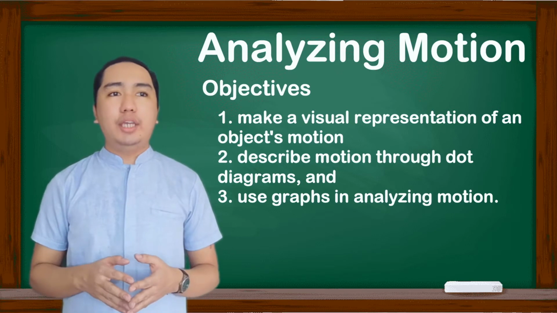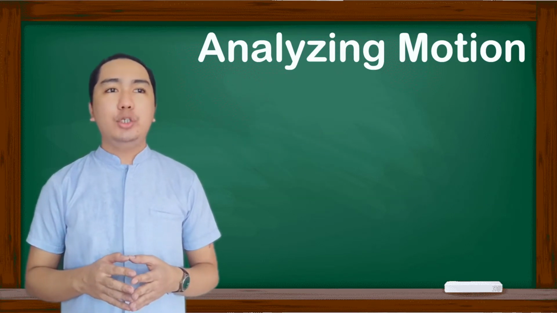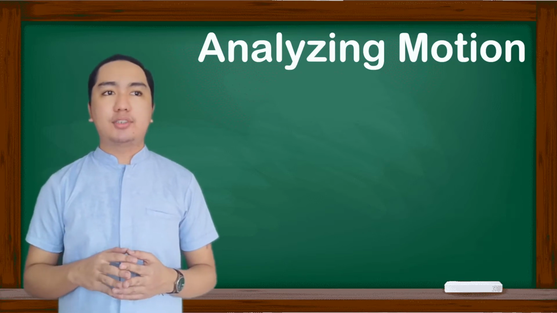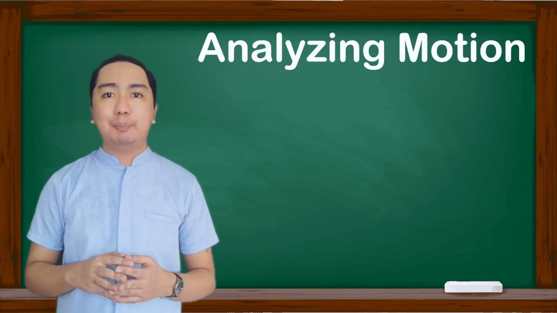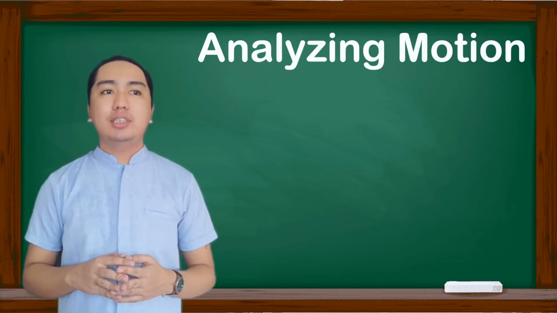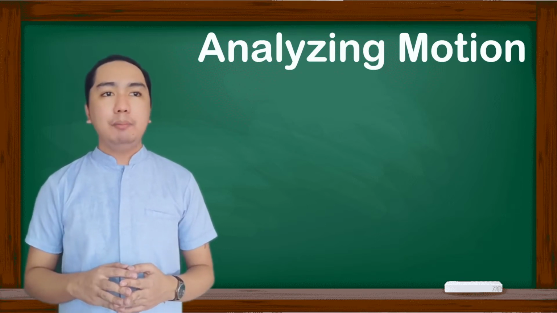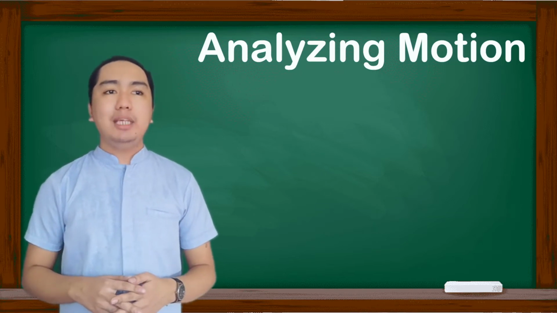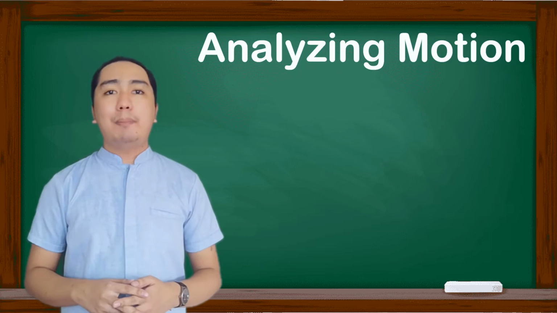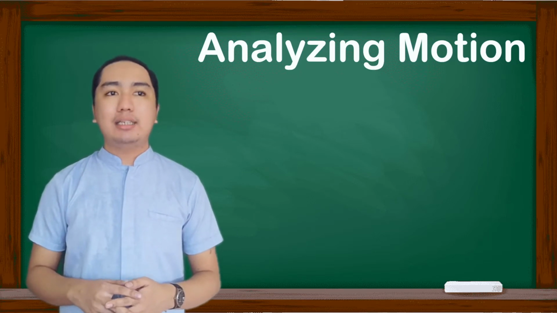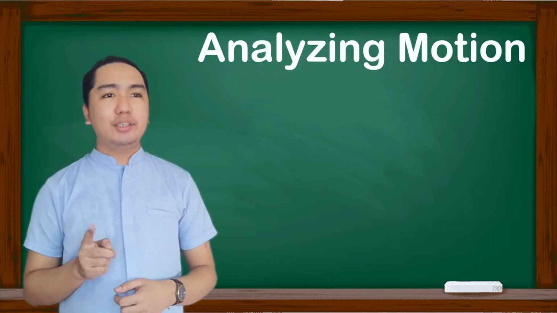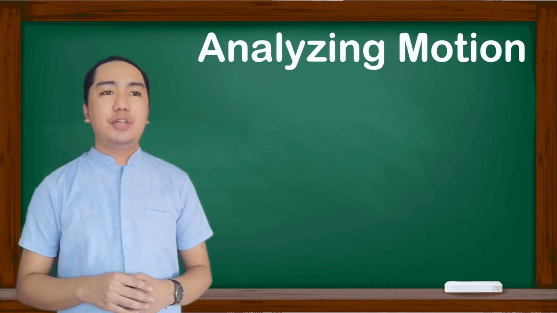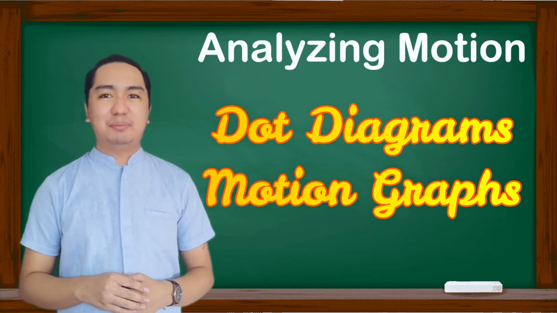The most accurate way to analyze motion is through the use of mathematical expressions. You have learned in the previous lesson how the equations for speed and velocity can be used in determining the behavior of a moving object. Aside from these equations, you will be introduced later to the idea of acceleration and its mathematical equivalent. But first, you need to learn to analyze motion using dot diagrams and motion graphs.